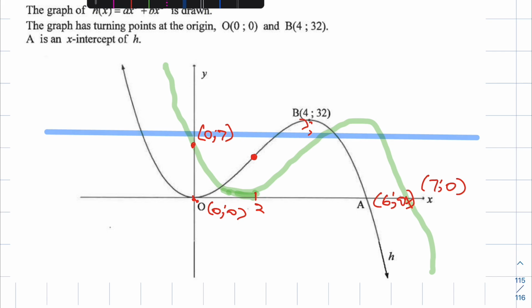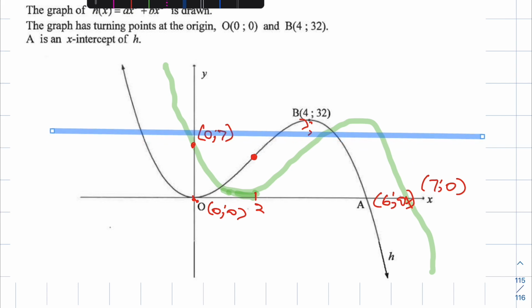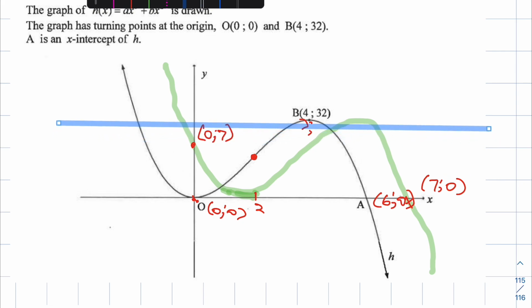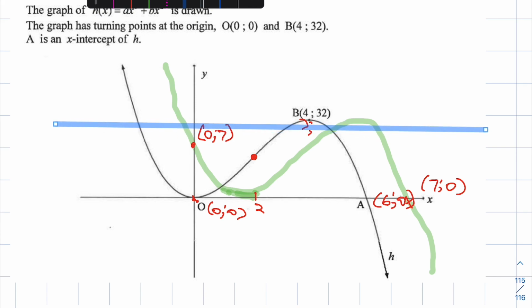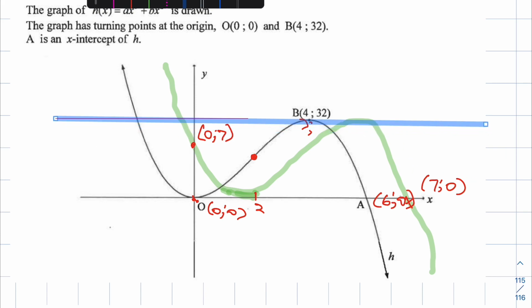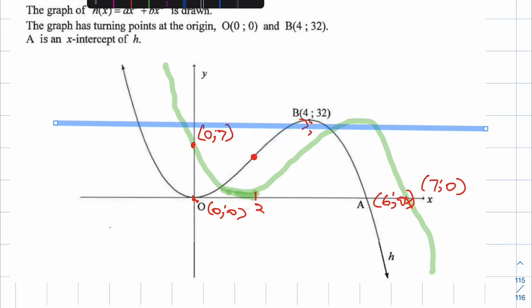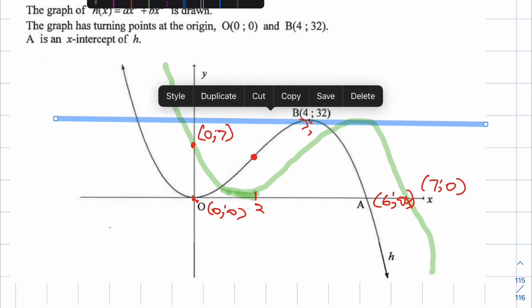So from 7, which is the y-intercept, all the way up until you get to this turning point, which y is 32, you can see that this line, this blue line, will intersect the green graph at 3 points, where 2 of them are positive and 1 is negative. So our solution k must be between 7 and 32. So from 7 to 32, we get the solution.